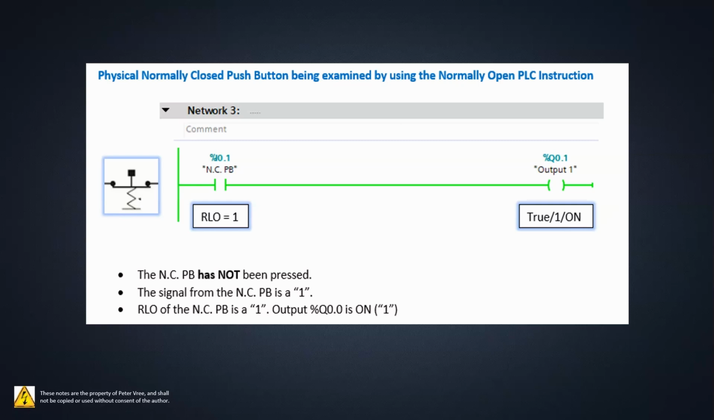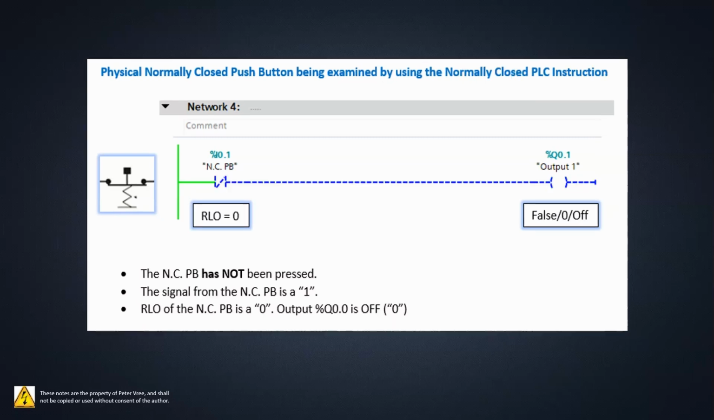Okay, let's take a look at the same push button, but using a normally closed PLC instruction. So in this example, we have a physically normally closed push button that is wired up to %I0.1, so terminal number 1 on my input terminals. And we know that the signal is going straight through. That means that I have 24 volts being applied to that input terminal. And that means that there would be a 1 in the memory, which we're seeing right here. So the signal from that normally closed push button that has not been pressed is a 1.